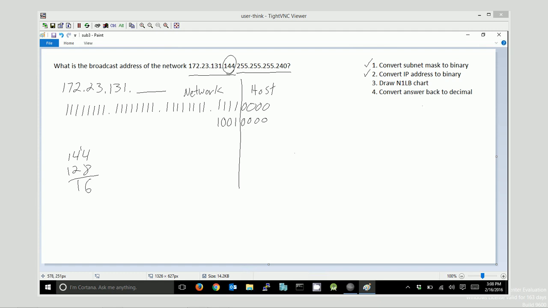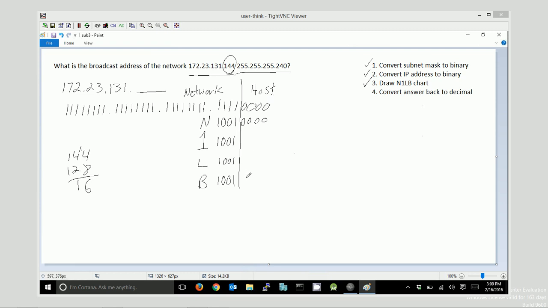Since I know this is a network ID, I can build it right into my N1LB chart, where I define my network, my first usable host, my last usable host, and my broadcast address. The network side never changes for an IP address, so I can carry down my 1001. The broadcast and the network ID and everything in between will always use that 1001, because that is part of the definition of the network in this case. It's my host side that's going to change a little bit.